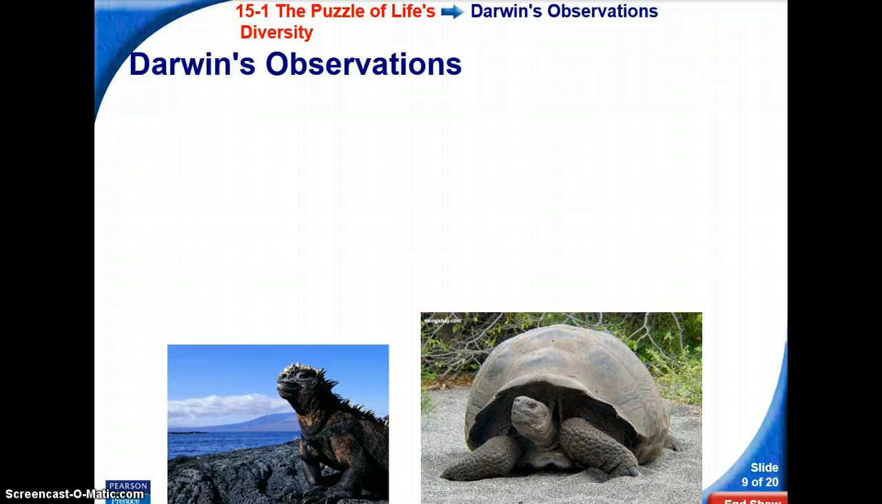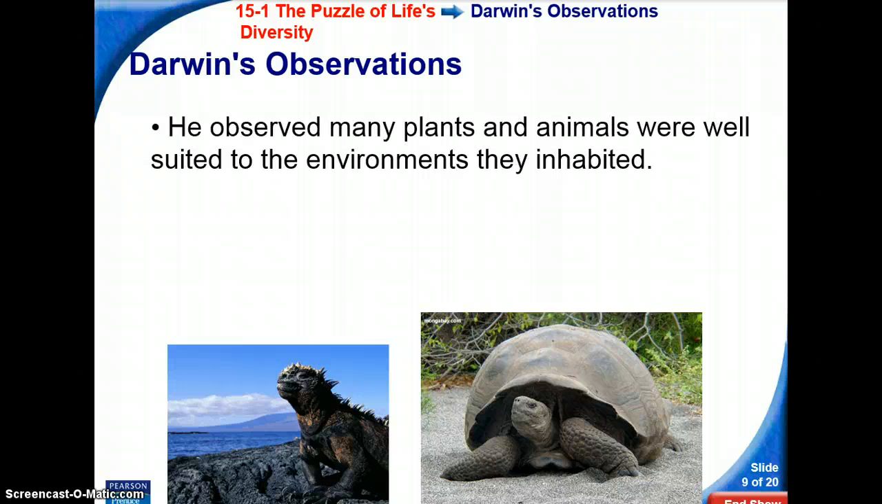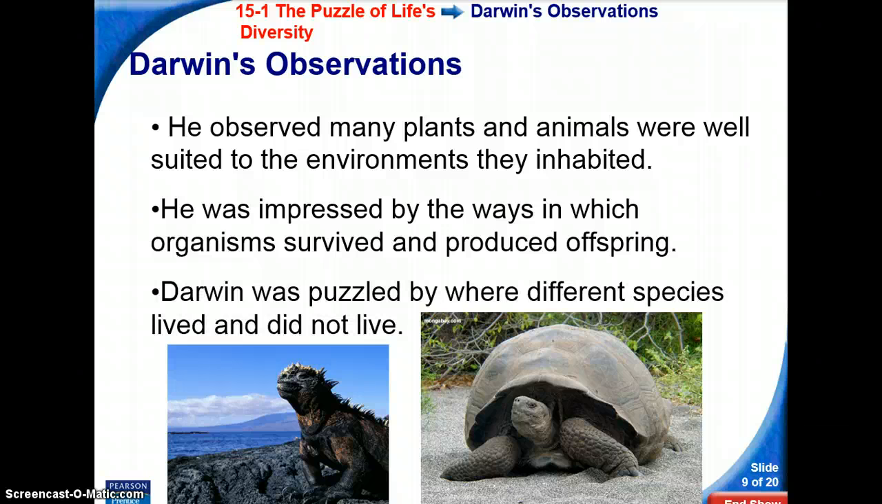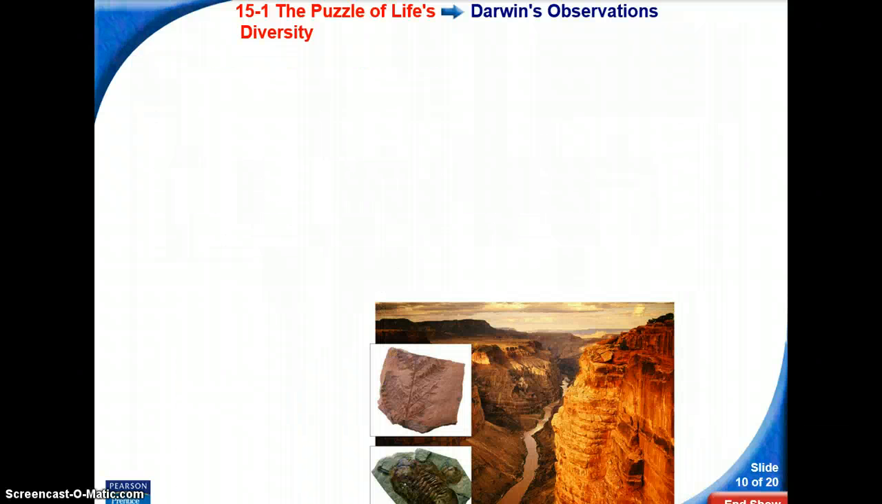So these are some things that Darwin observed when he was out. He observed that many plants and animals were well suited to the environments that they inhabited. They lived in certain places and they were very capable of surviving in whatever climate or environment they happened to live in. He was very impressed by the ways in which organisms survived and were able to produce offspring. But he was puzzled by where different species lived and did not. Why did certain species live in a certain spot but not in another? Why were they on one island but not on another? And those were some questions that he had as he went through.